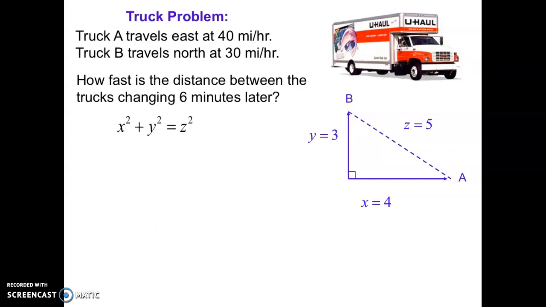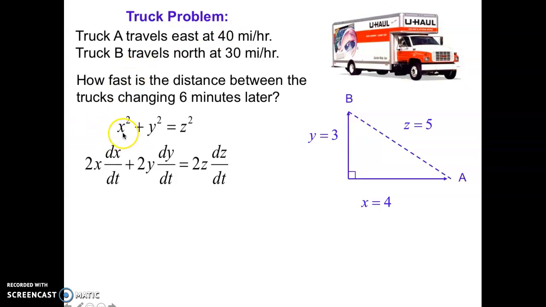Okay, we know that these three things can be related using the Pythagorean theorem. So we're relating X, Y, and Z using the Pythagorean theorem in this case. X is changing, Y is changing, and Z is changing. So they all are thought of as variables. So let's take the derivative with respect to time. So again, let's use implicit differentiation.